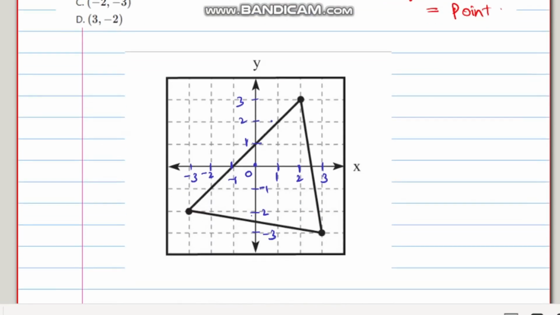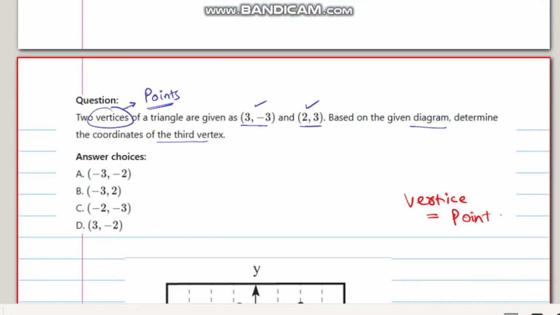where the point 3 and minus 3 lies. 3 means x is 3 and minus 3 means y is minus 3. So the point is this point, which is easily visible to us, which is given to us. Okay, 3 and minus 3. Now just search for another point, 2 3.